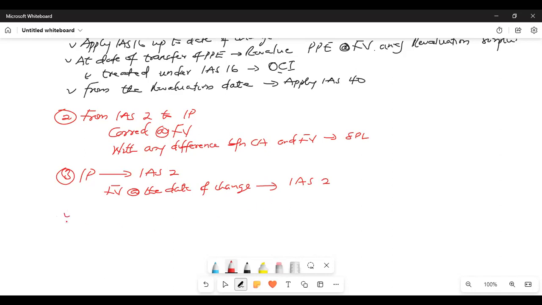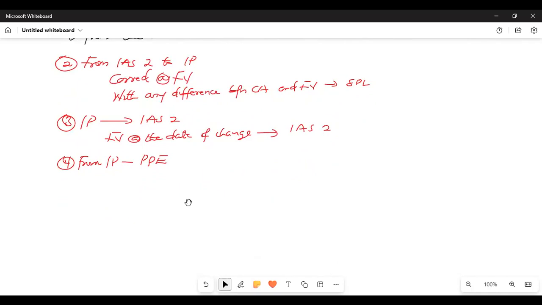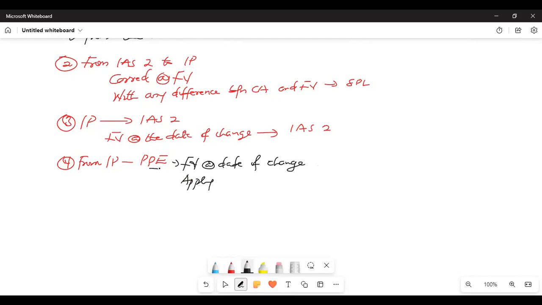What about from IP to PP? What do you do? That one too, the same thing, you do fair value at the date of change. And IAS 16 applies from that point onwards. So fair value at the date of change, and because you've changed it to PP, IAS 16 applies afterwards.